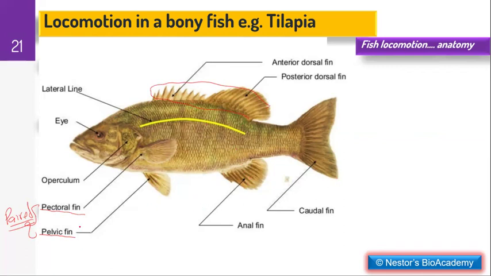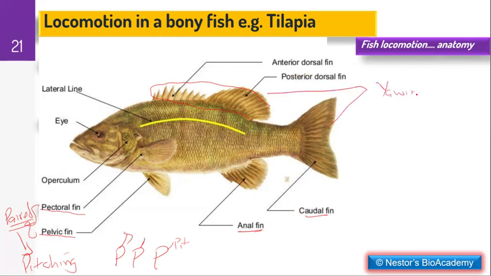The paired fins are very important in controlling pitching. And of course, this one is very easy to remember. PPP: paired fins, pelvic and pectoral, they prevent pitching. However, the anal fin, the caudal fin, and the dorsal fin, these ones are always known to control yawing and also rolling.